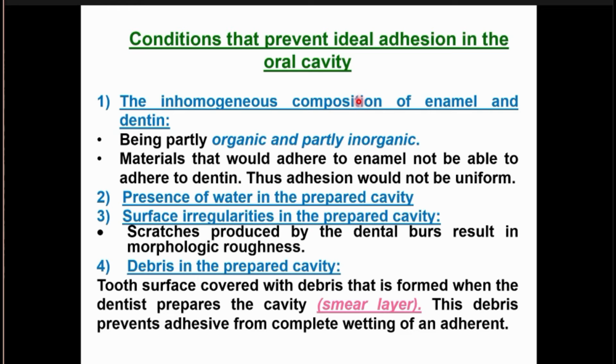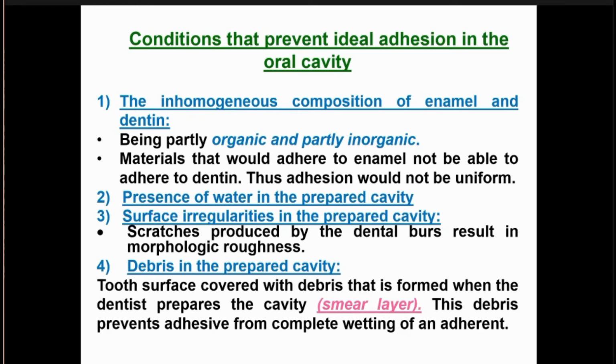Similarly, presence of water in the cavity. Where do we get water from? From the salivary gland, yes. From the salivary gland we get the water, and we also get water from dentine itself, from dentinal tubules. This water is bad for adhesion because it acts as a contamination. It contaminates the surface, reduces the surface energy, and we get poor adhesion.